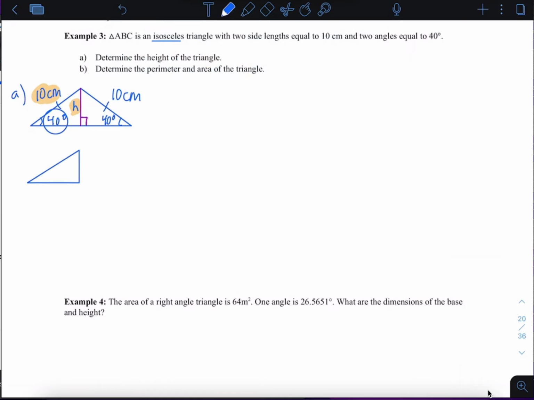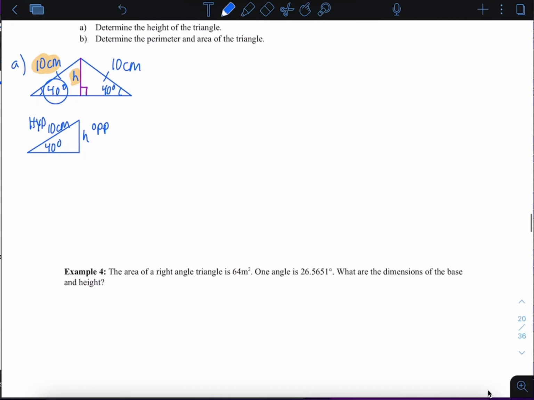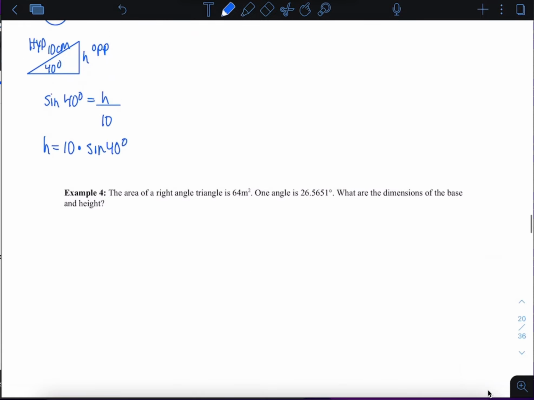I'm just going to separate the triangle out so it's a bit easier to see. So h is my opposite, and h in this instance stands for height, not hypotenuse. So I'm going to use sine. Sine 40 degrees is opposite over hypotenuse. So h is 10 sine 40 degrees. Again, I'm not going to type in sine 40 until I have to, right at the end. And 10 sine 40 is 6.4279.